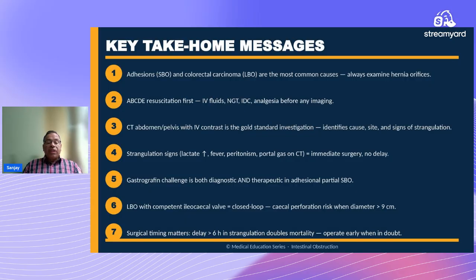The surgical timing matters in cases of intestinal obstruction. Any delay of more than 6 hours, especially in a case of strangulation, would double the mortality to almost 50%. Operate early when in doubt. This is the best dictum for anyone who is dealing with such a patient. Whenever there is a doubt about intestinal obstruction, always operate, open up the abdomen, and try to relieve the obstruction rather than continuing conservative management.